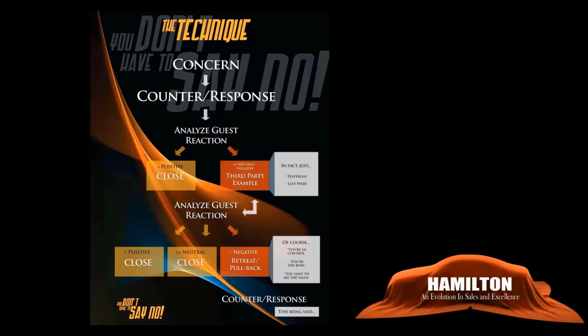And the reason we do that for neutral this time is you got to close sometime. You don't always have to be closing. Don't go back to that cliche. But you should close as much as you can. Ask for the business all the time and numerous times. If it's negative, go ahead and pull back. Retreat just a bit. You're in control. You're the boss. Okay, you have to see the value. So pull back and then roll right back into it. This being said, when you talk about that concern, and then counter again differently.